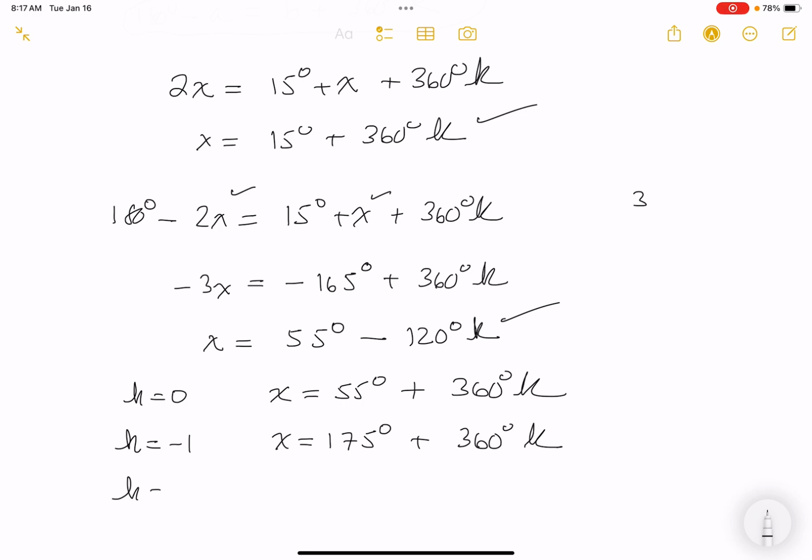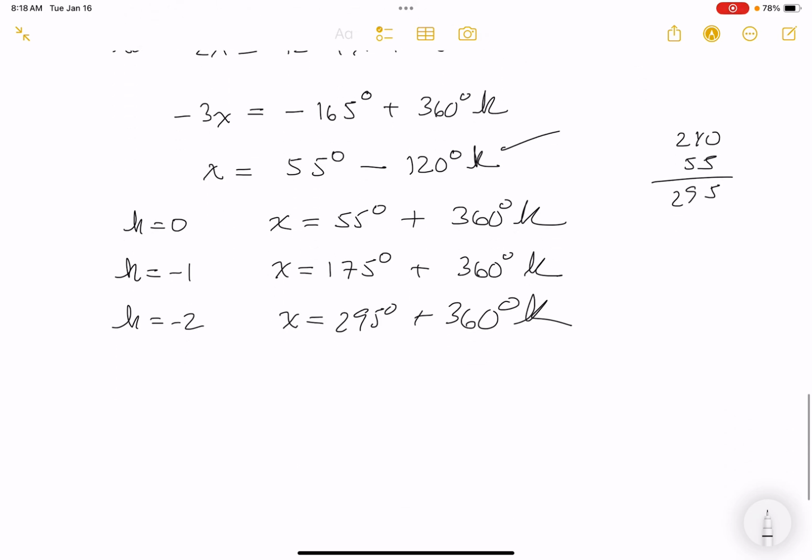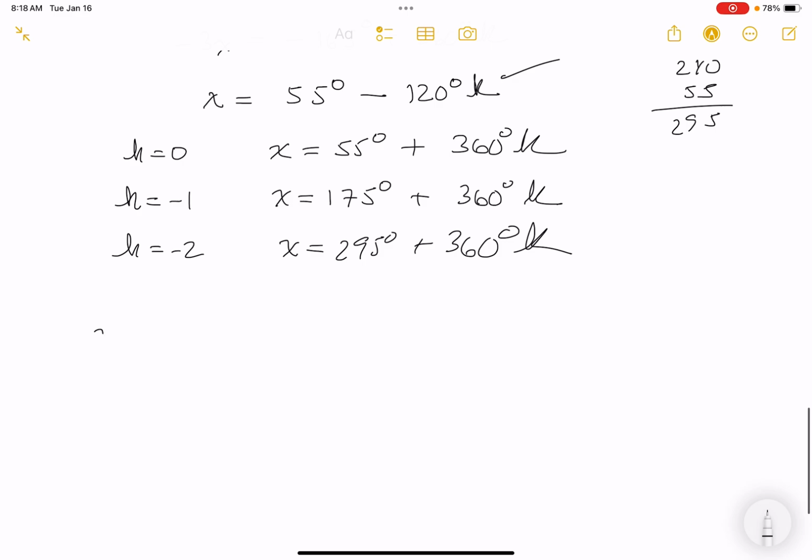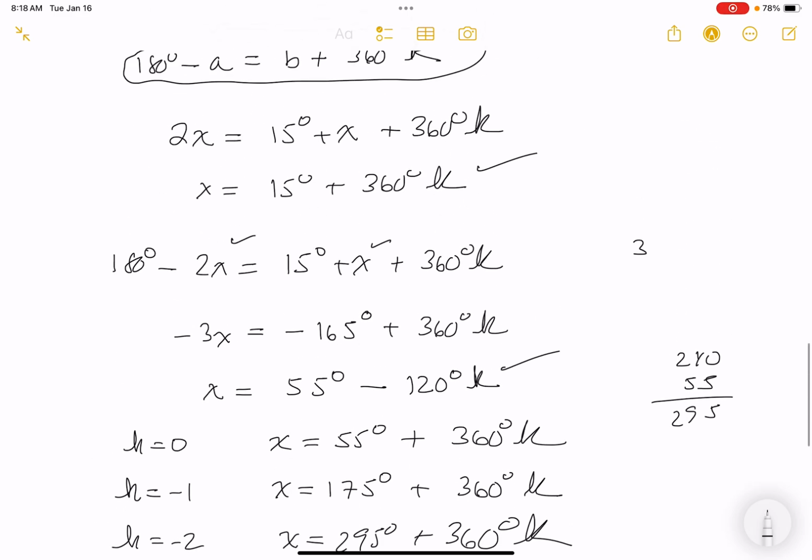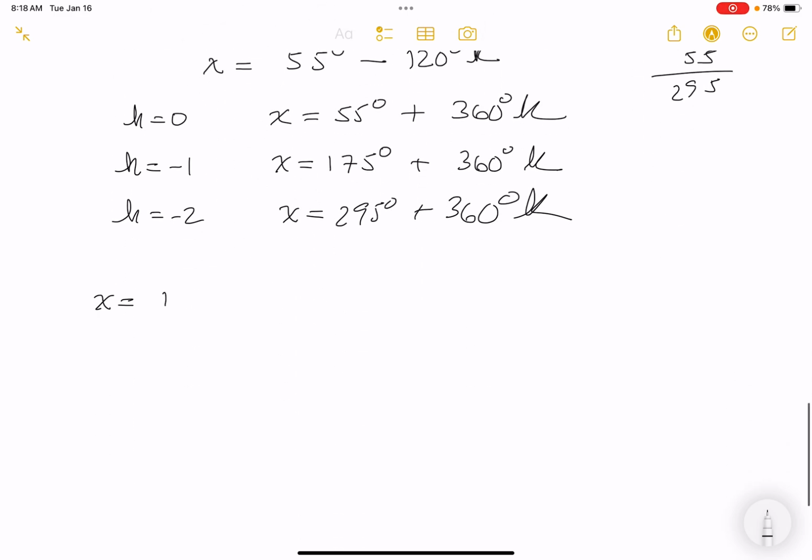All right, let's do K to be minus 2 now. Once I hit 3, I'm out of the range, by the way. I'm at the 360 mark. Let's take a look at that one. That's going to be 240 and 55, which is 295. Okay? I got my 4 answers, by the way. Let's write them down now. X equals, let me make sure I'm saying it right, 15 degrees plus 360 degrees K.